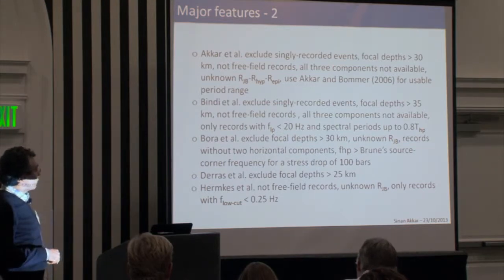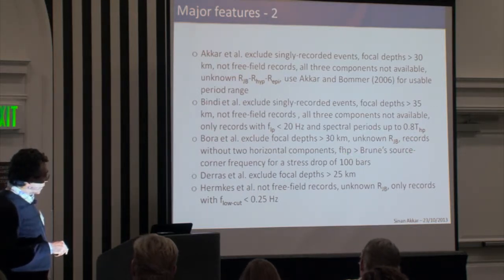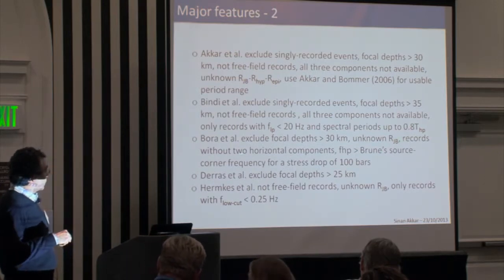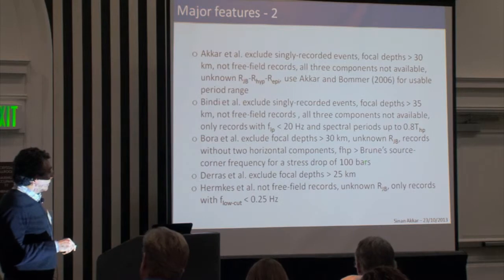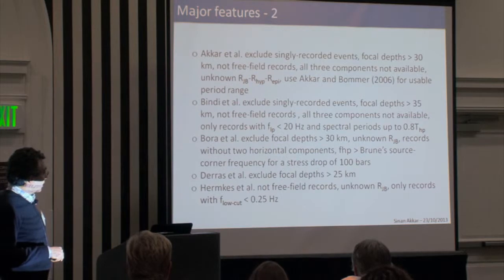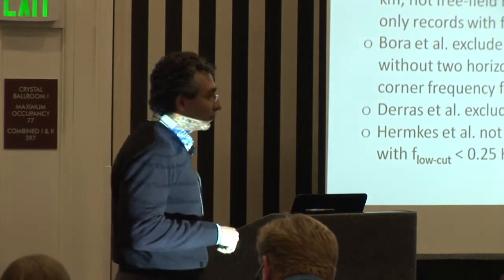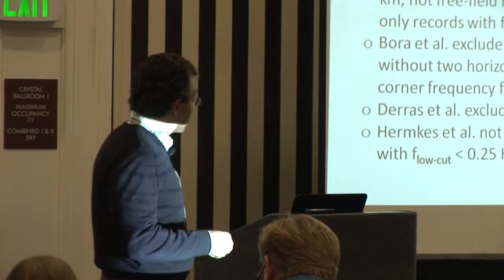Bora et al. exclude focal depths greater than 30 kilometers. They also exclude distances without having RJB, and also records without two horizontal components. They have this criteria for excluding records in terms of filter cutoff. Whenever the Brune source corner frequency for a stress drop of 100 bar is smaller than the high pass filter cutoff frequency, they just excluded that recording.